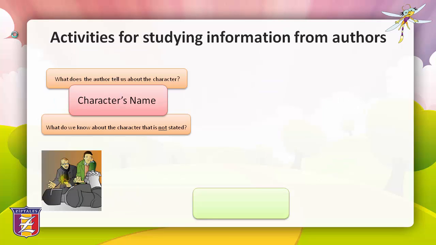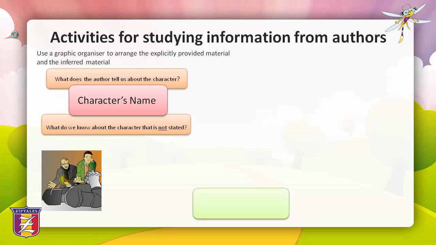So some activities to look at how subtext can be provided by the author is to use a graphic organiser. Students can identify what the author is explicitly telling us about a particular character and what we know about the character that is inferred. So in the top box you could put, what does the author tell us about the character, with the character's name in the middle, and then underneath, what do we know about this character that is not stated? And then they could compare the two.